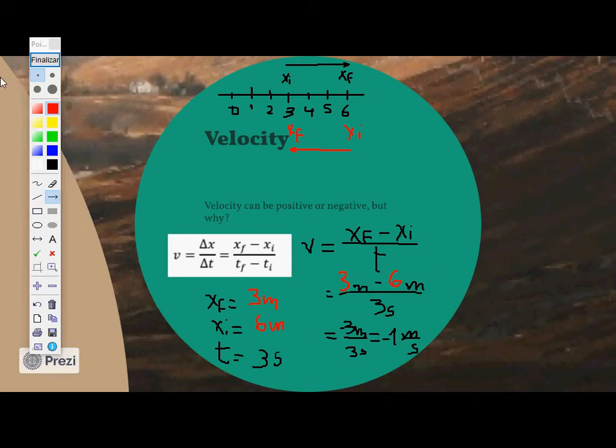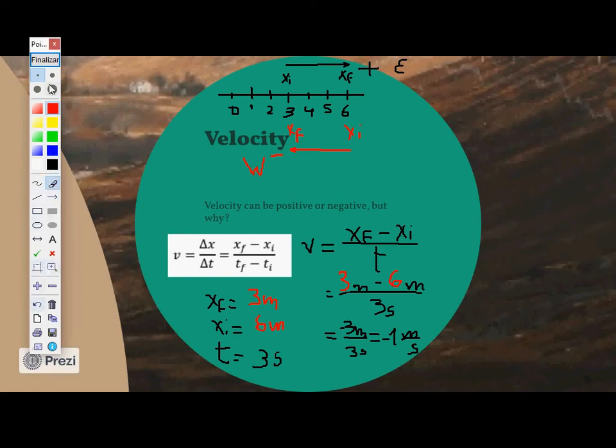So keep in mind this: if the velocity is positive, it means the object is moving to the right. If the velocity is negative, it means the object is moving to the left. That also works with a map. If you're moving east, the result should be positive. If you're moving west, the result should be negative. Well, keep in mind this because it's very important.